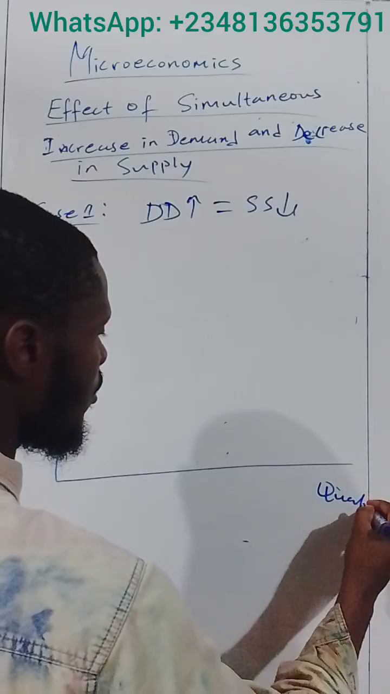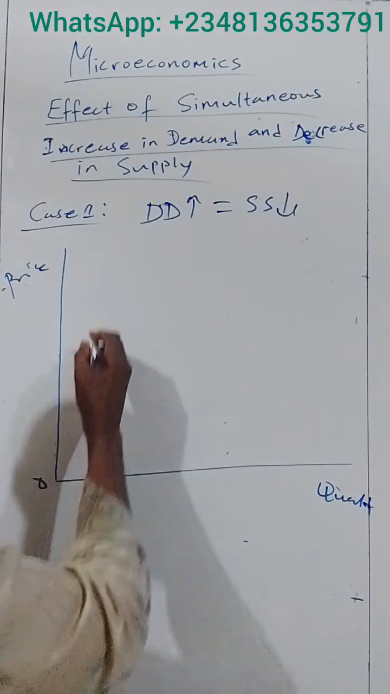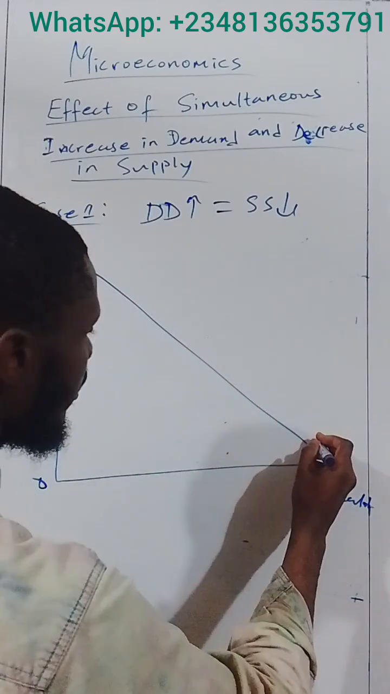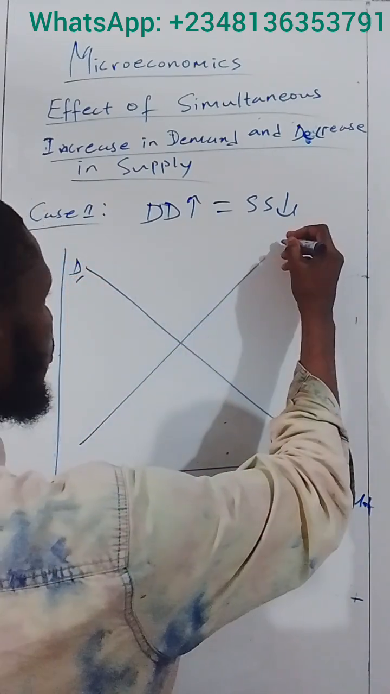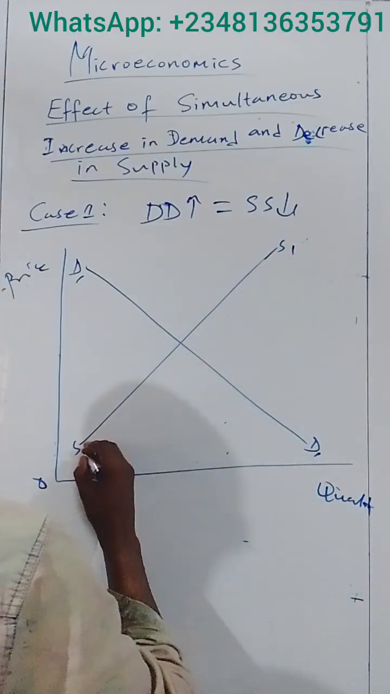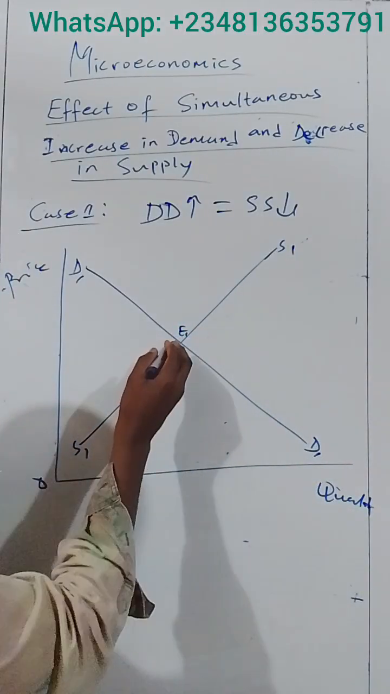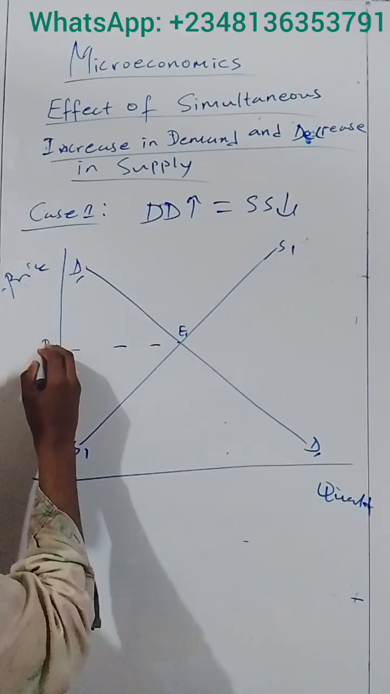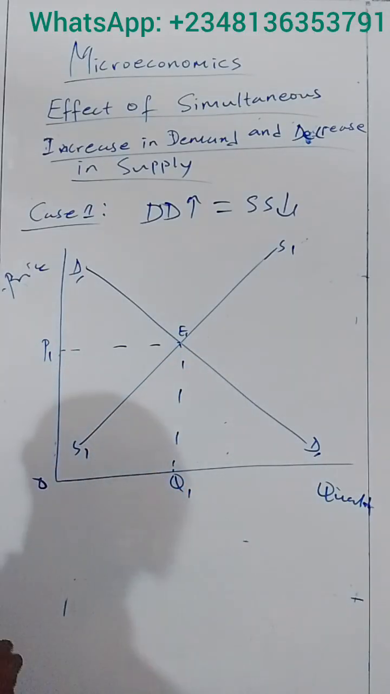We have quantity, we have price, so we have the origin. So let's have our demand curve, we call it D1, and supply curve S1. This is the equilibrium, and this is the initial equilibrium. The corresponding price here is P1 and the corresponding quantity we call Q1.